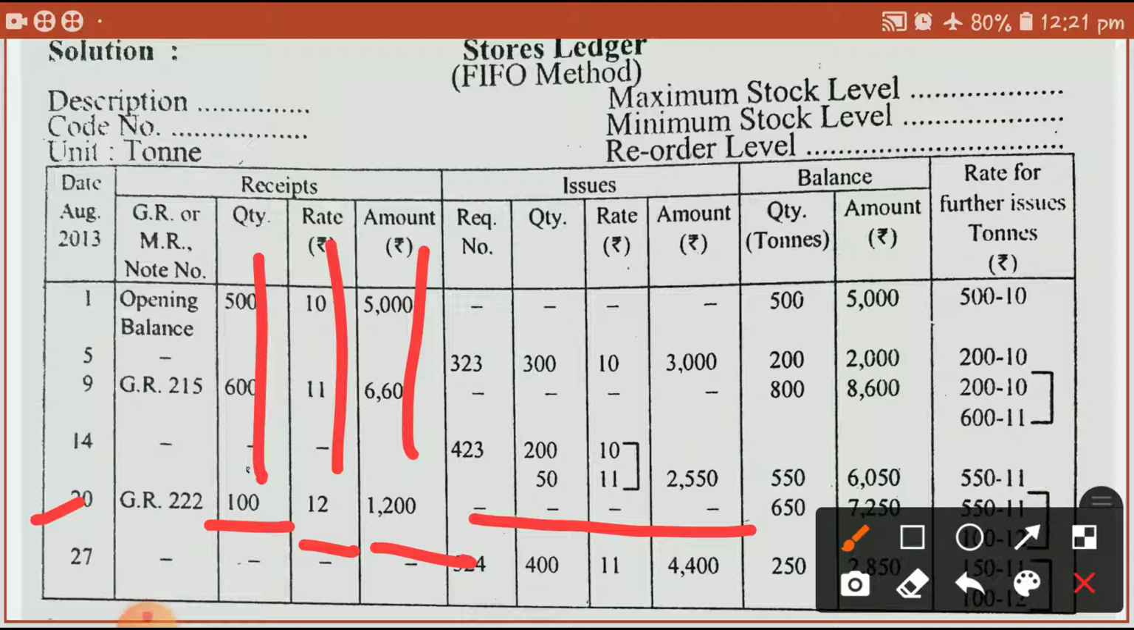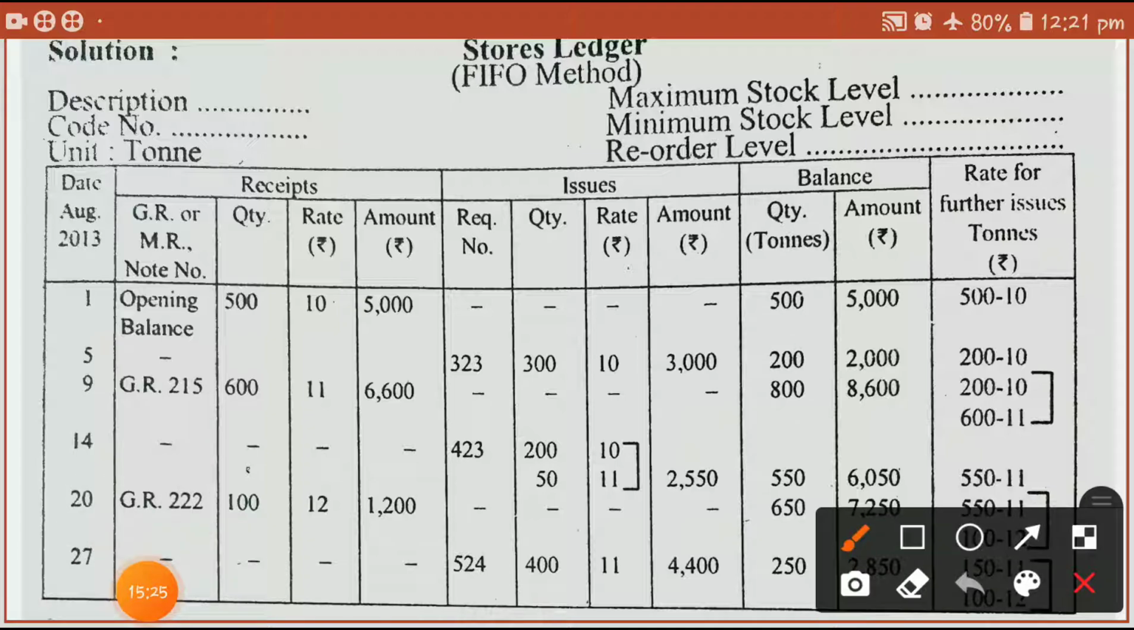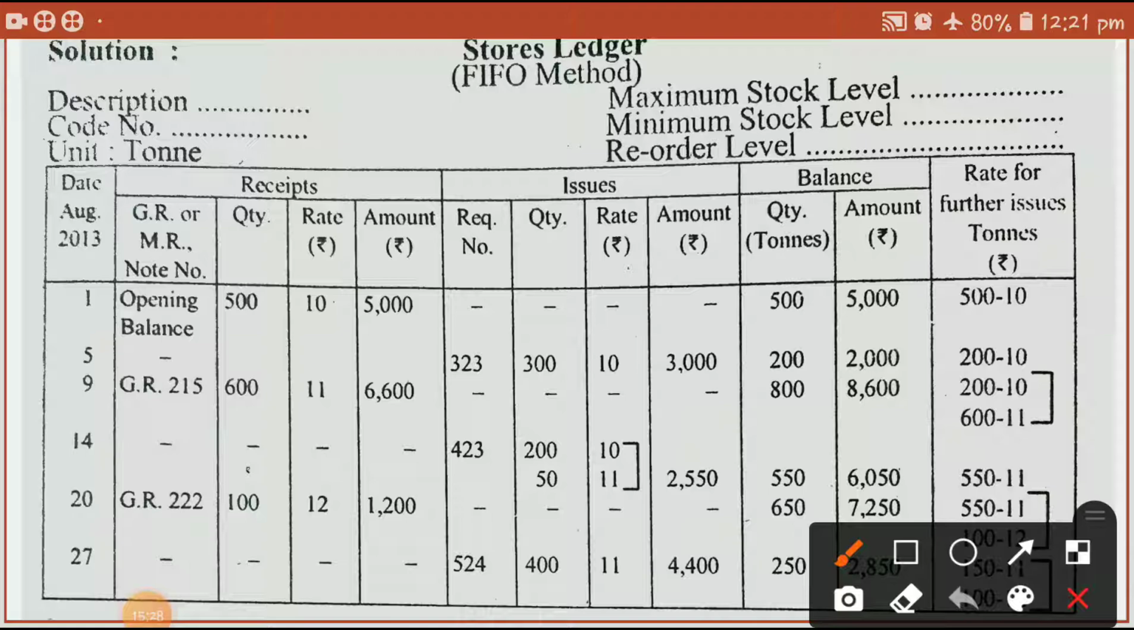Now we have to maintain balance. You will maintain balance like this: the previous balance is 550 at the rate rupees 11. Now you have extra 100, so you will mention 550 plus 100 is 650, and the total amount is 6050 plus 1200. See, you can see here 7250 is your amount. Now you have to classify this amount also by rate for further issues. You have to show separately these stocks at their respective prices. 550 units is of 11, okay, and 100 units is of 12.